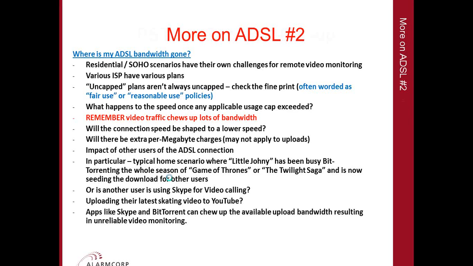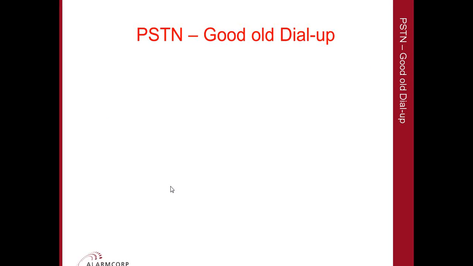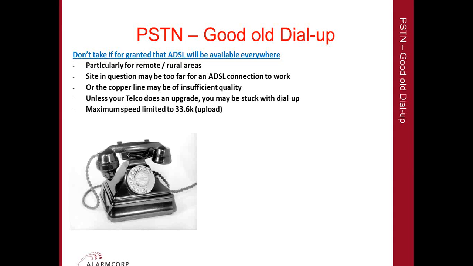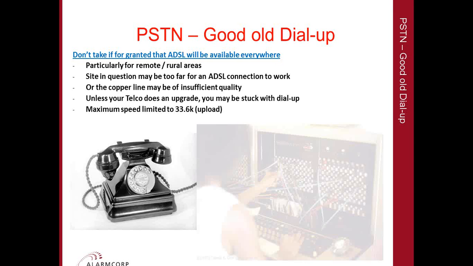Okay, PSTN, good old-fashioned dial-up, or maybe not so good old-fashioned dial-up. Don't take it for granted that ADSL will be available everywhere, particularly for remote areas, rural areas. The site in question may be too far away from the exchange for ADSL to work, or the copper line may be of insufficient quality. So unless the telco does the upgrade, we may be stuck with dial-up, and in that case our maximum upload speed is limited to 33.6K. Even though we may have a 56K modem, the 56K refers to the download, not the upload speed.